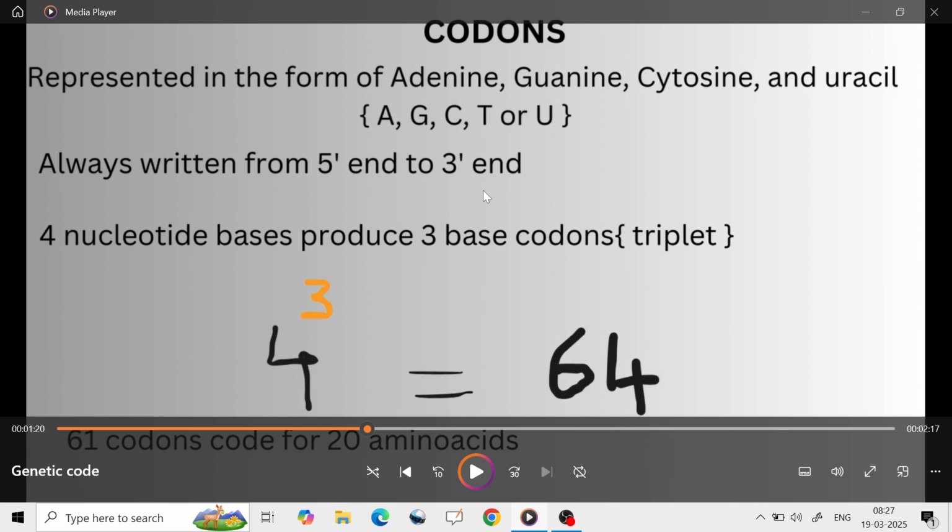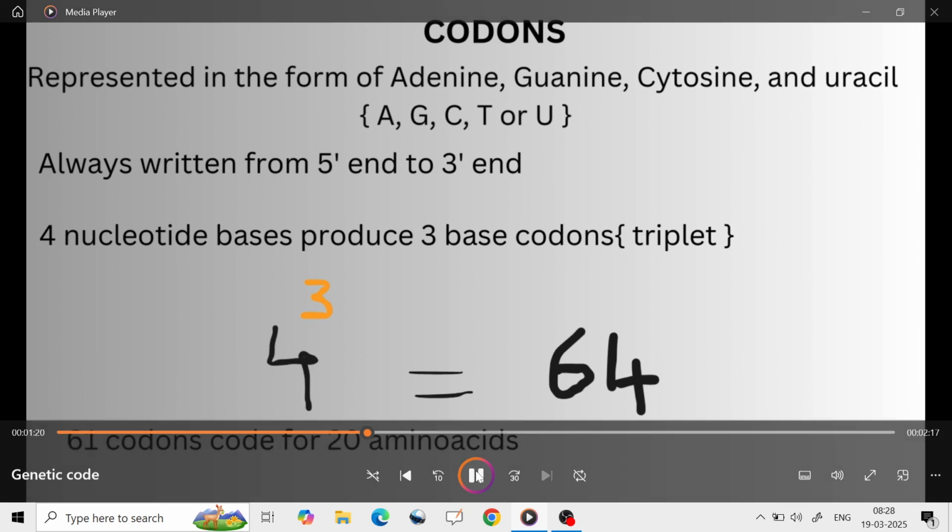Out of these, 3 are nonsense codons where the whole process of translation gets stopped. When the ribosome moves towards the end of the mRNA, the tRNA finds a nonsense codon for which it doesn't have any anticodon. The ribosome would immediately stop translating the protein, and translation is done. So what are those nonsense codons? They are UAA, UAG and UGA.